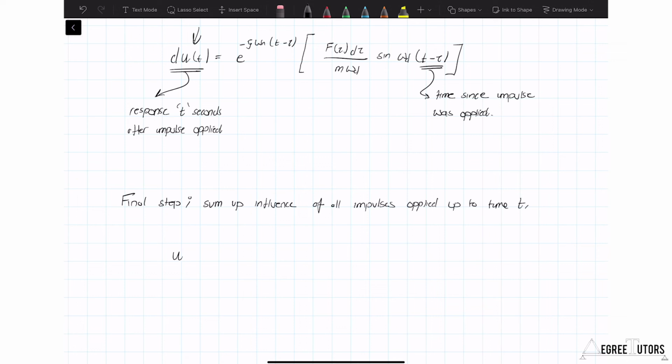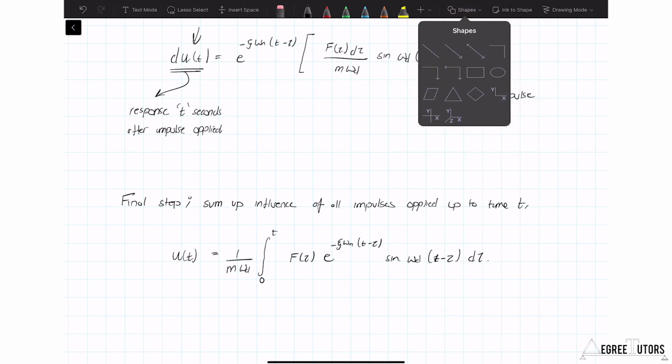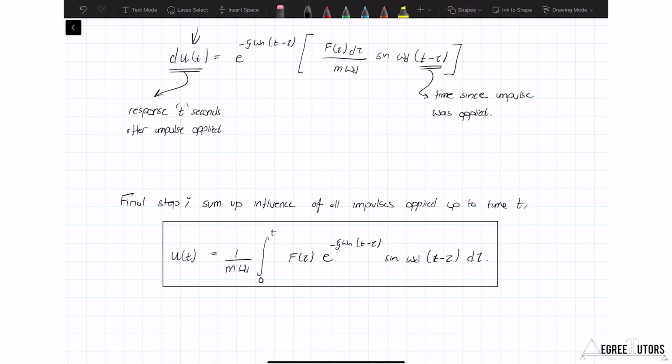Okay, and when we do that, we're going to get the actual overall response at time t, and that's equal to 1 over m times omega d times the integration between 0 and t of f of tau times e to the minus xi omega n (t minus tau) times the sine of omega d (t minus tau) d tau. Right, that is the Duhamel integral. Okay, so solving that integration is what's going to give us the response at time t.